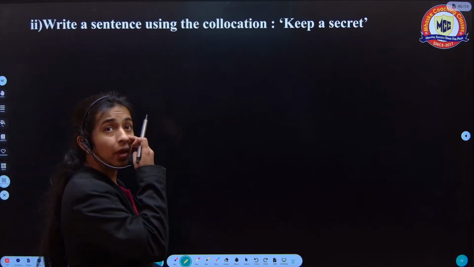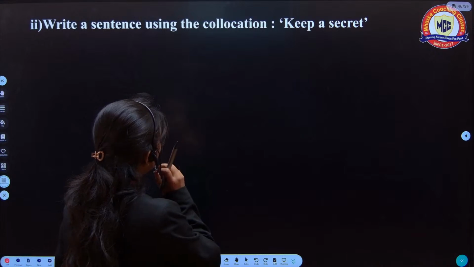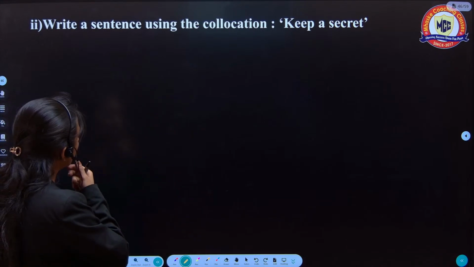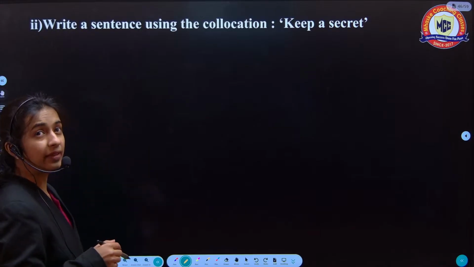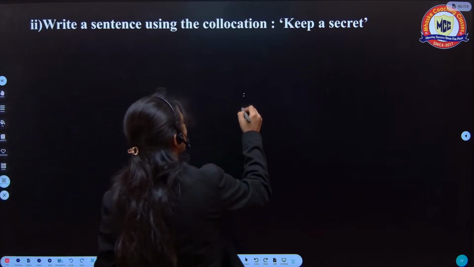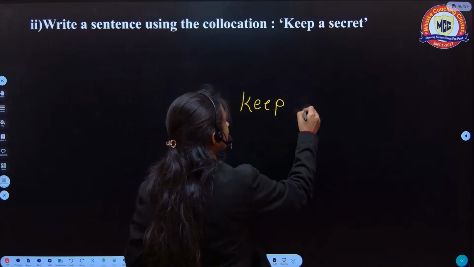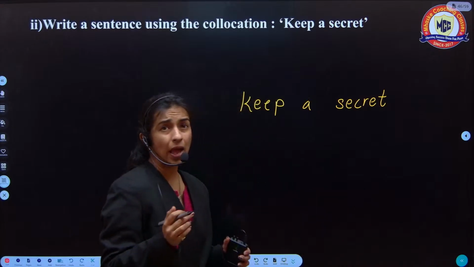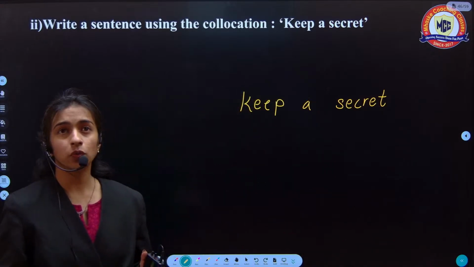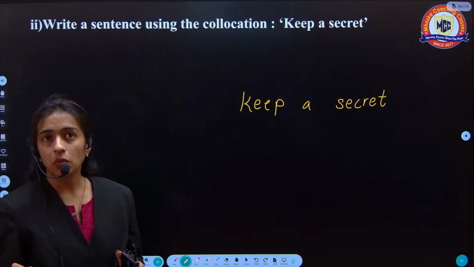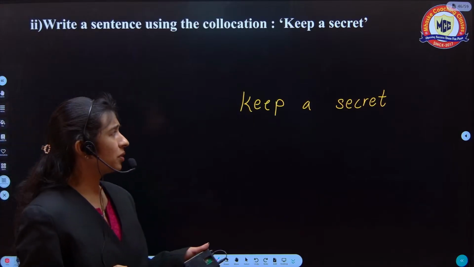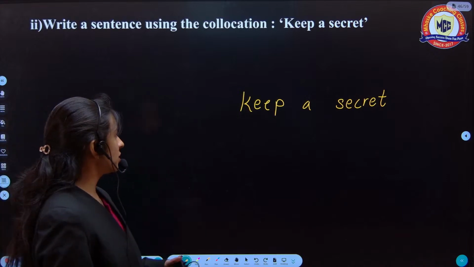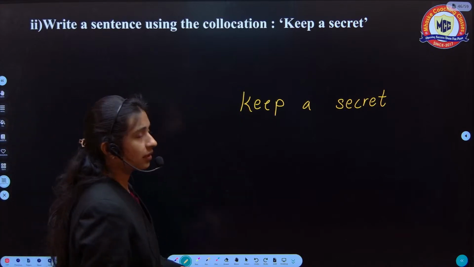Similar thing. Write a sentence using the collocation keep a secret. Yes, if you know the sentence, you can write it in the comments. By that time I will also write it. What you have to write is keep a secret, which means you have something you don't want others to know about, but you are telling it to your close one and asking them to keep a secret. When you want to say keep this secret of mine with you, that is keep a secret. Okay?